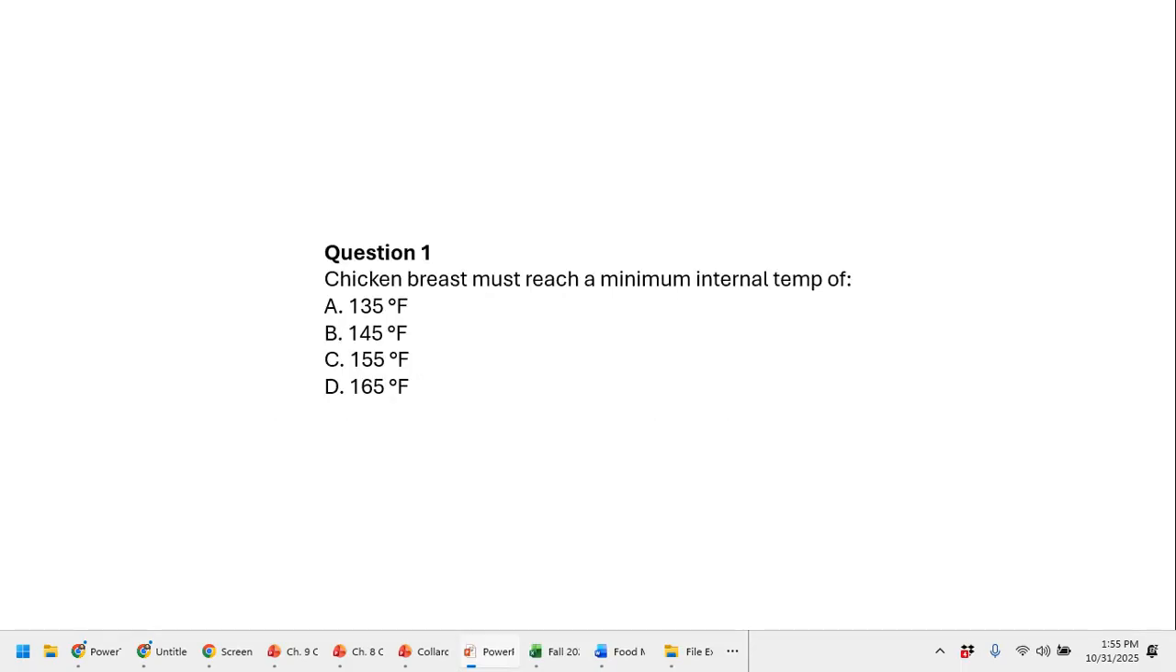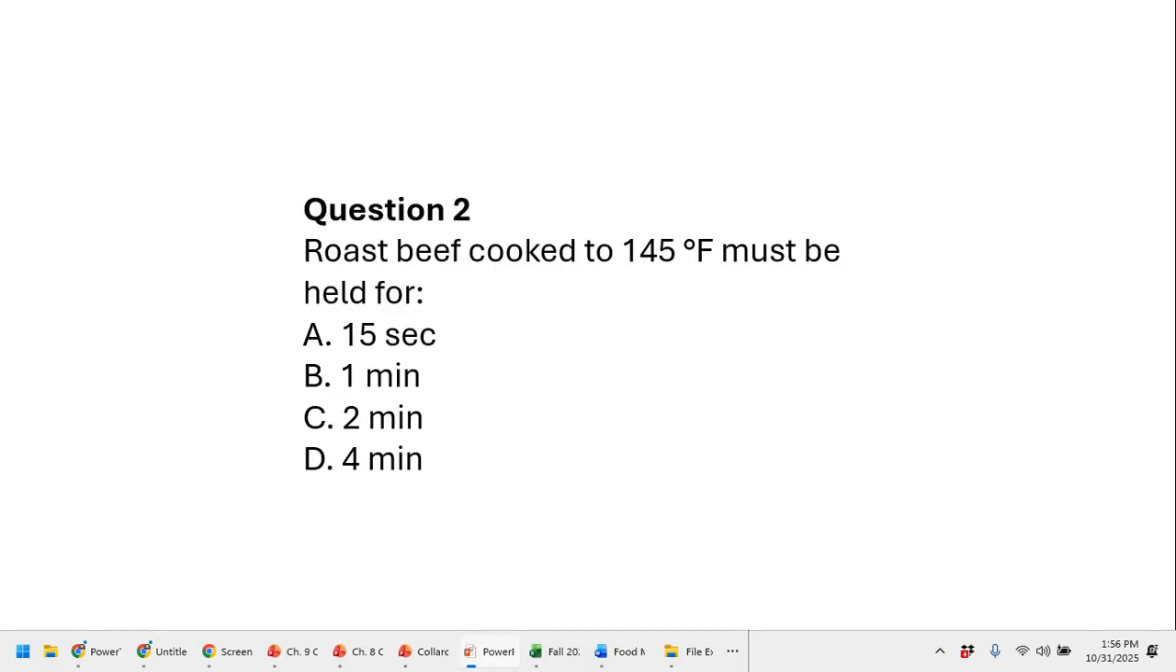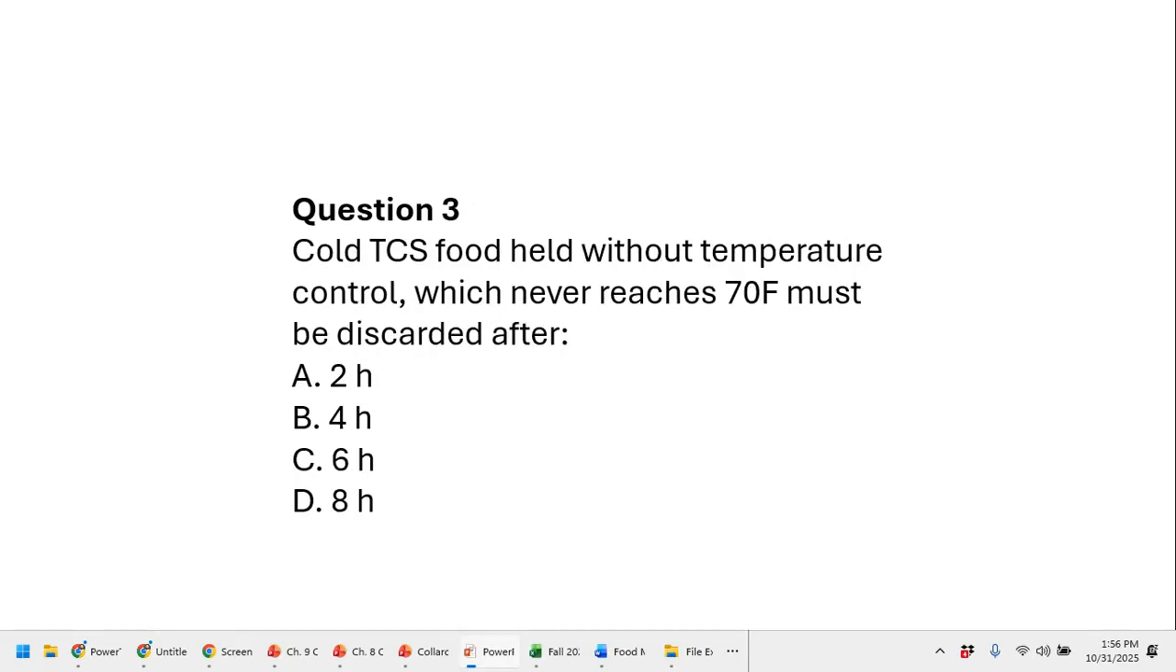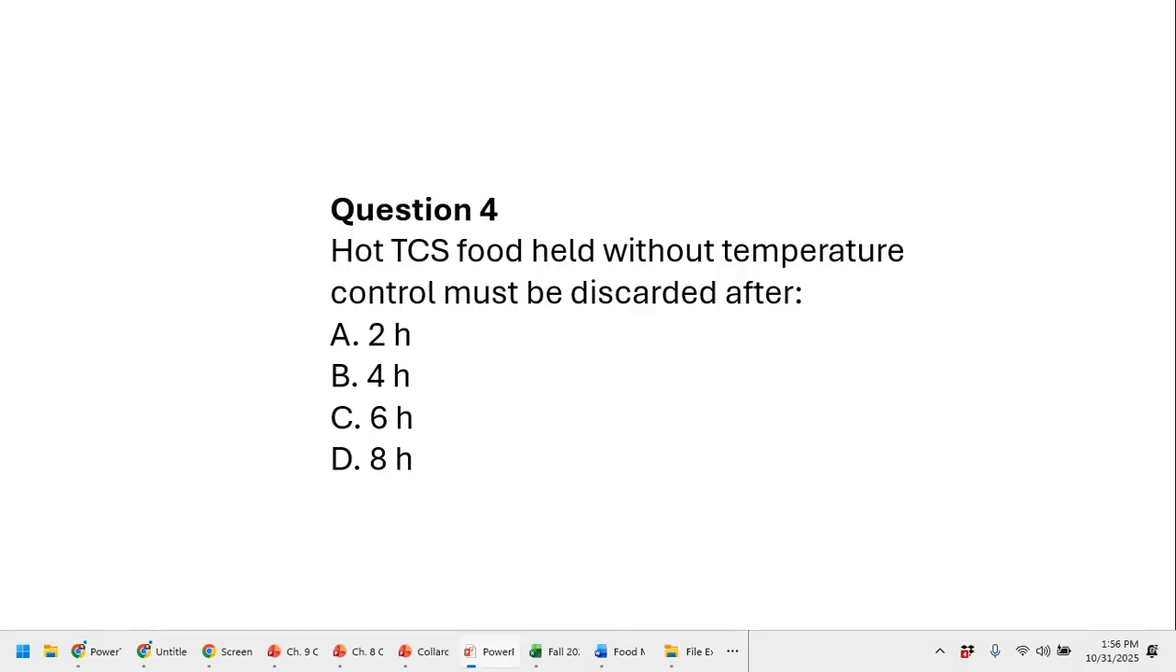Okay, let's look at some questions. So chicken breast must reach a minimum internal temperature of what? 165. Roast beef cooked at 145 must be held for how long? 4 minutes. 4 minutes, exactly. Cold time and temperature control for safety food held without temperature control, which never reaches 70 Fahrenheit, must be discarded after how many hours? 6 hours is what we're allowed, yes. Hot TCS food held without temperature control must be discarded after how long? 4 hours.